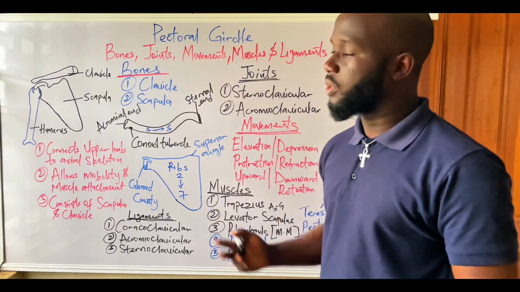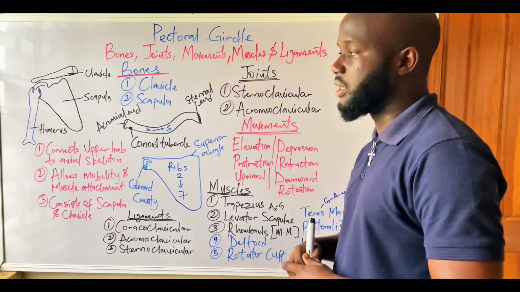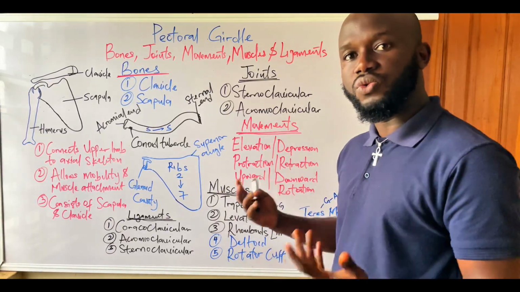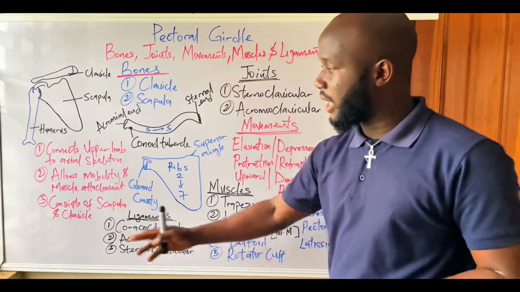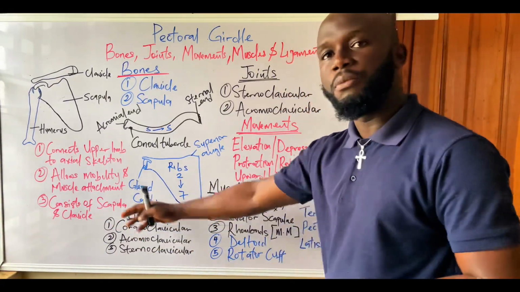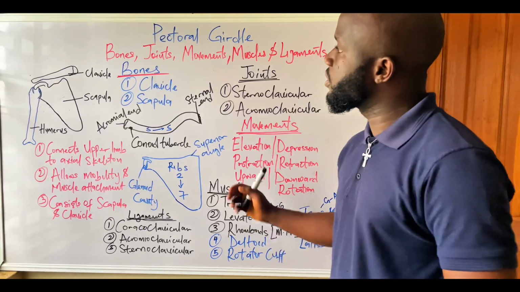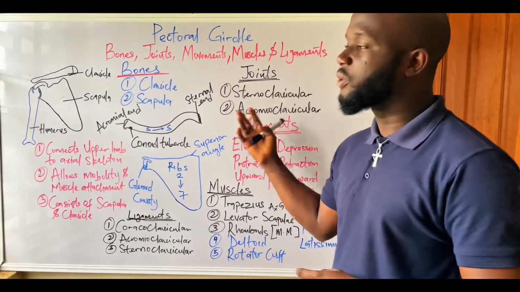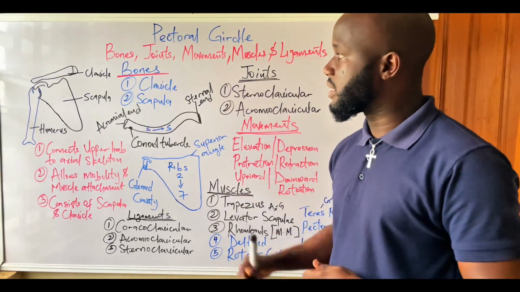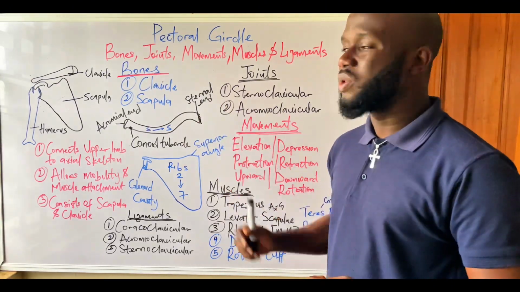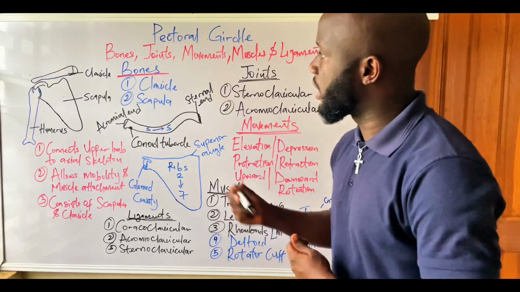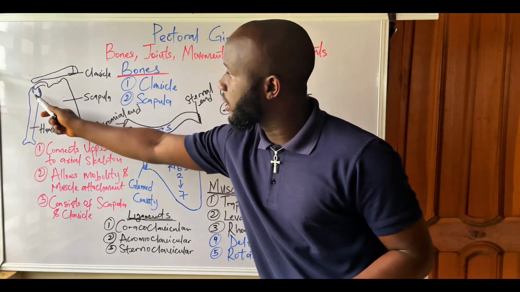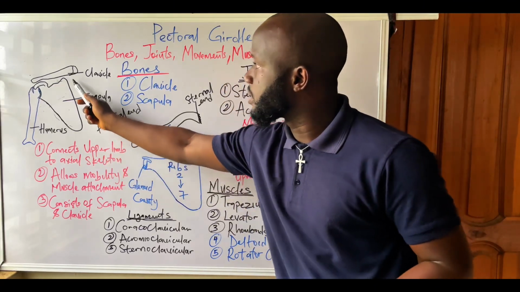So starting with the pectoral girdle, the definition once again is a bony ring that connects the axial skeleton to the upper limb, and it allows for mobility and muscle attachments. So moving to the bones involved. What are the bones involved in the pectoral girdle? Number one is the scapula, and number two is the clavicle. This is the diagram illustrating the clavicle, and this is the diagram illustrating the scapula.